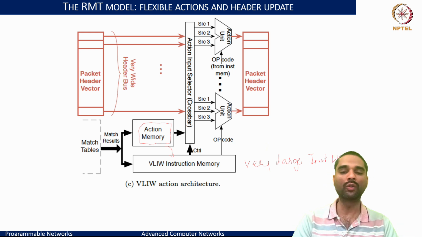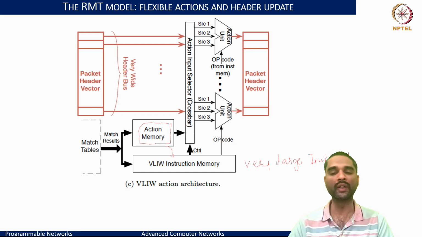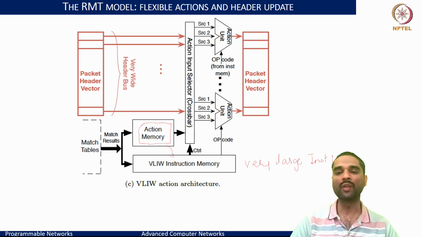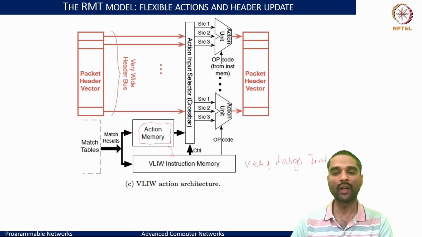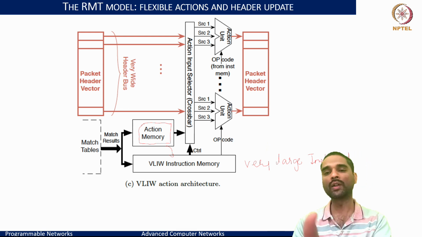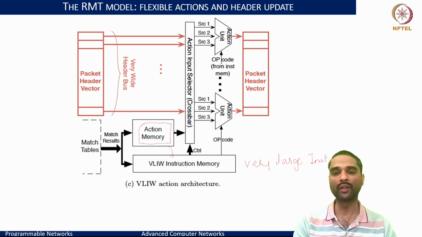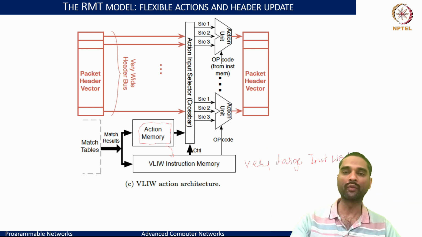So instruction 1 could be change the source MAC, instruction 2 decrement the TTL, instruction 3 could be replace source IP with public IP, and likewise. So we may have a bunch of actions that we would want to take, and each of these action units would operate on this packet header vector, translating the packet header vector from the original packet header to the new packet header that would go through as we process in each of the stages.